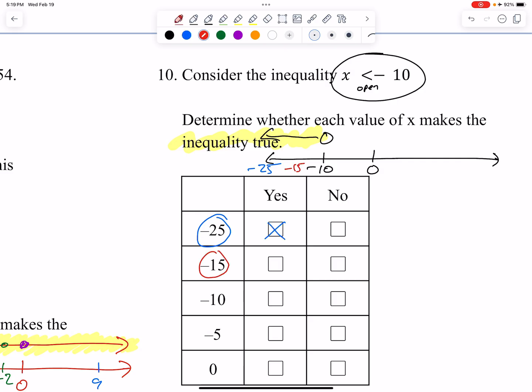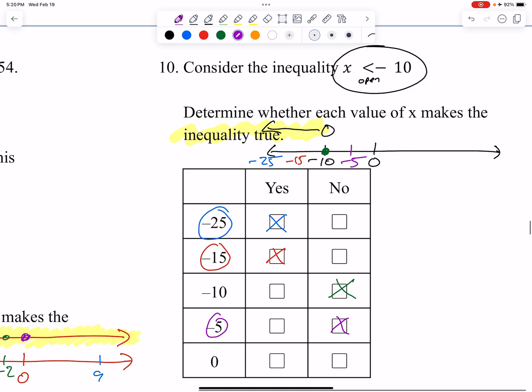-15, that's somewhere right there. So yeah, that'll work. -10 is right here. Does that work? No, because it's open, so it does not work. It cannot equal -10, it has to be less than -10. So -5 is over here, so that one is not in my area. And 0 also doesn't work, right? 0 is right there, so that doesn't work.